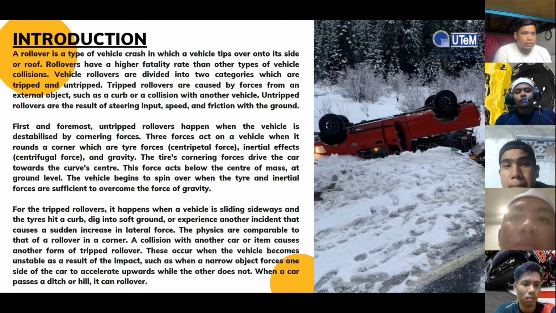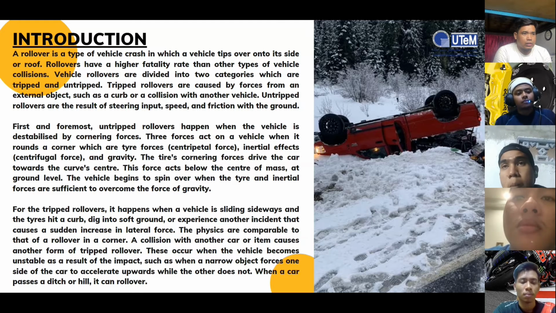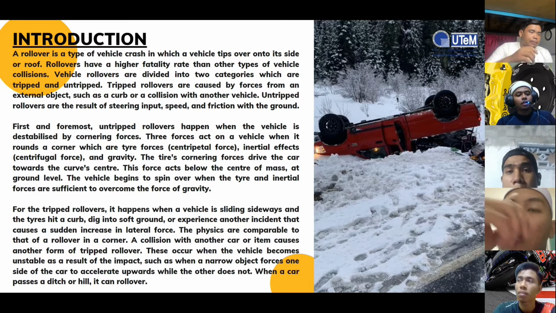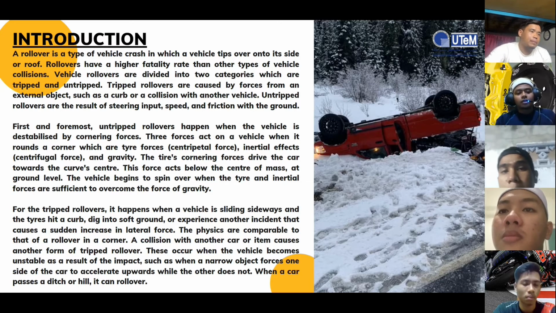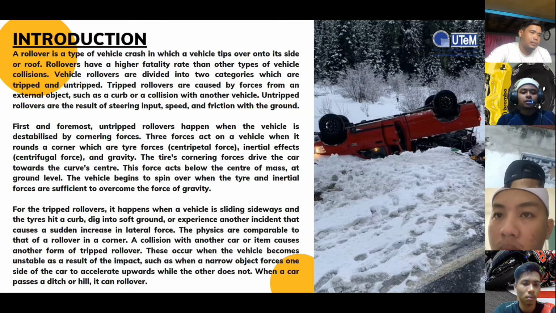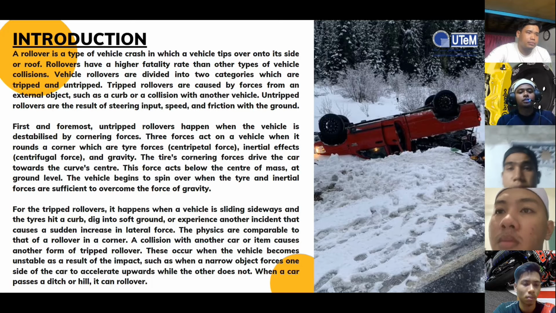Firstly, untripped rollover happens when the vehicle is destabilized by cornering force. Okay, for the tripped rollover, it happens when a vehicle is sliding sideways and the tire hits a curb, digs into soft ground, or experiences another incident that causes a sudden increase in lateral force.